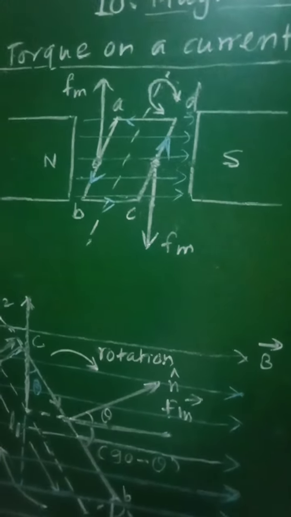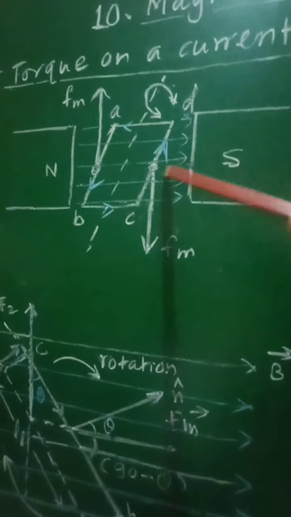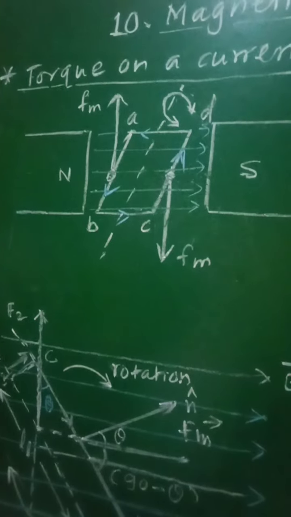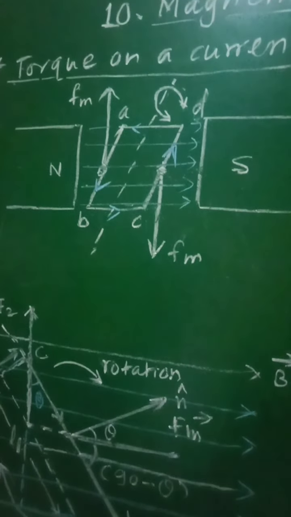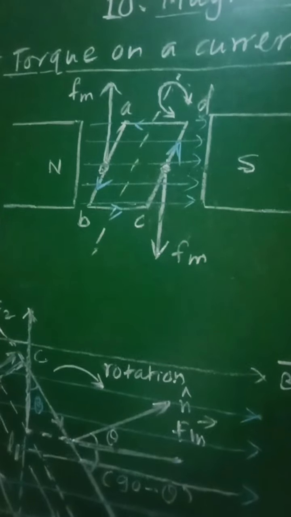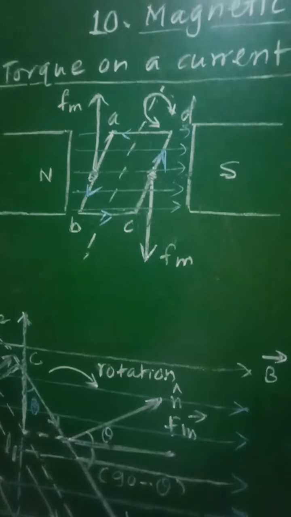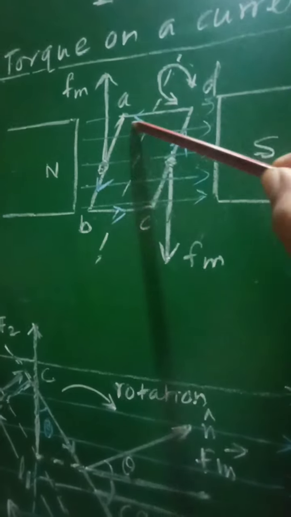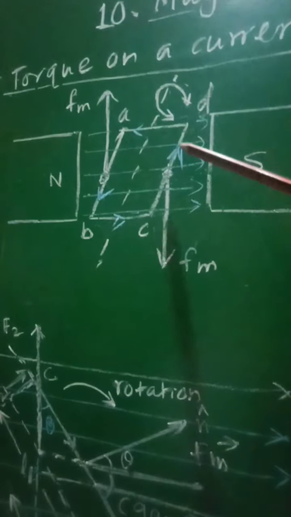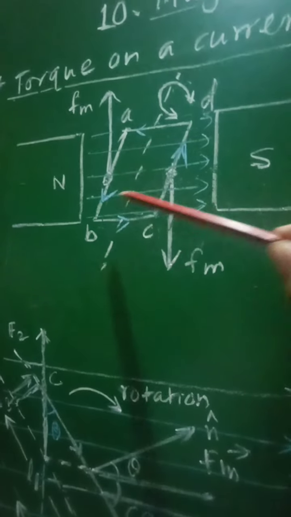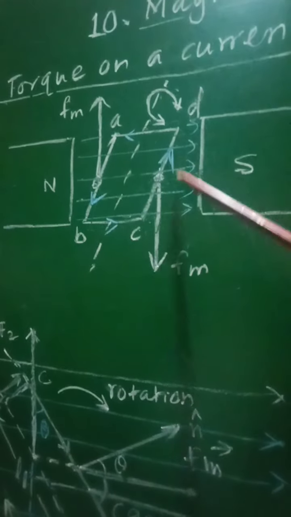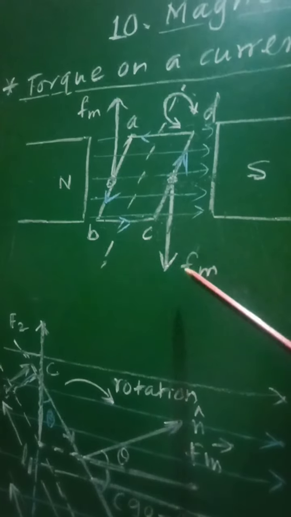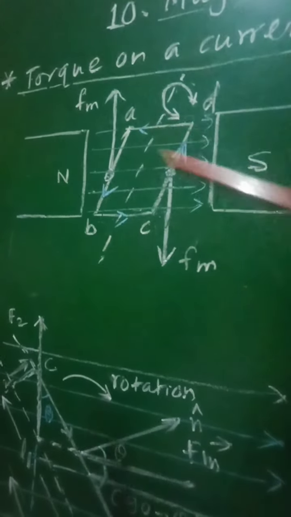Now we know that when the length of the conductor is perpendicular to the direction of magnetic field, the maximum force will be acting on that conductor, that is equal to ILB, where I is the current flowing through that conductor, L is the length of the conductor, and B is the magnetic field. Now current I is passing through this loop, so as the two sides AB and CD are perpendicular to the direction of magnetic field, only these two sides will get acted upon by the magnetic forces Fm.